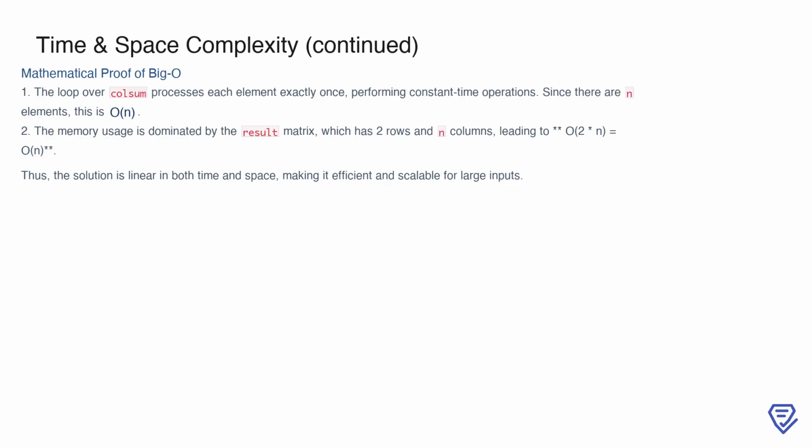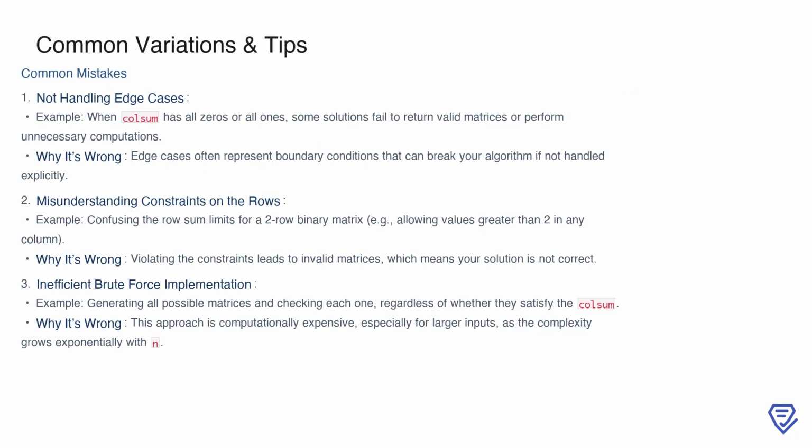For space complexity, the memory usage is dominated by the result matrix, which contains 2 rows and n columns. This requires 2n space, which simplifies to n. These findings confirm that the algorithm is linear in both time and space, making it an efficient and scalable solution for handling large inputs.